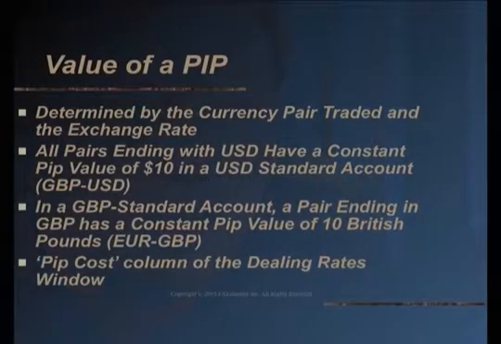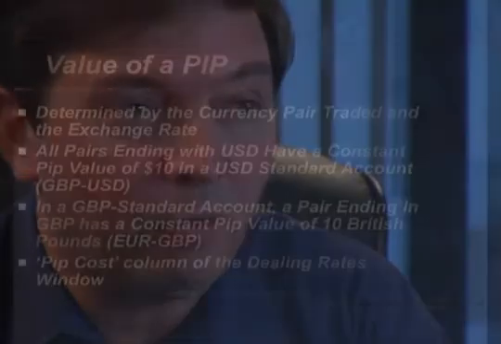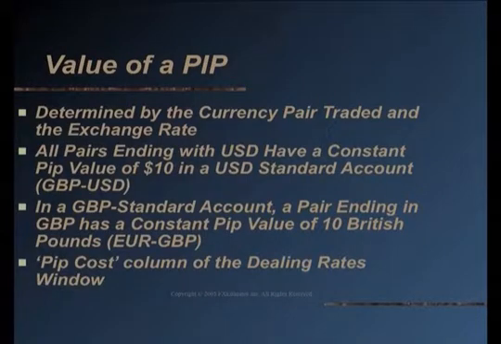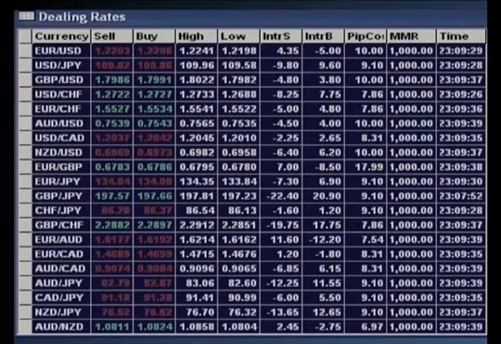Now, let's assume you're not trading a US dollar denominated account. Perhaps you live in London and you're trading a Great Britain pound denominated account. In this case, any pair ending with Great Britain pound has a constant pip value of 10 British pounds. For example, the Euro Great Britain pound pair has a constant value of 10 British pounds per pip in a Great Britain pound denominated account. It's very easy, by the way, to determine the value of a pip. Most trading platforms have a pip cost column on the dealing rates window. So, for example, in this graphic, you can see that the various currency pairs are listed on the left. If you look toward your right, there's a column, pip cost, and in that column is the value of a pip for that particular currency pair.